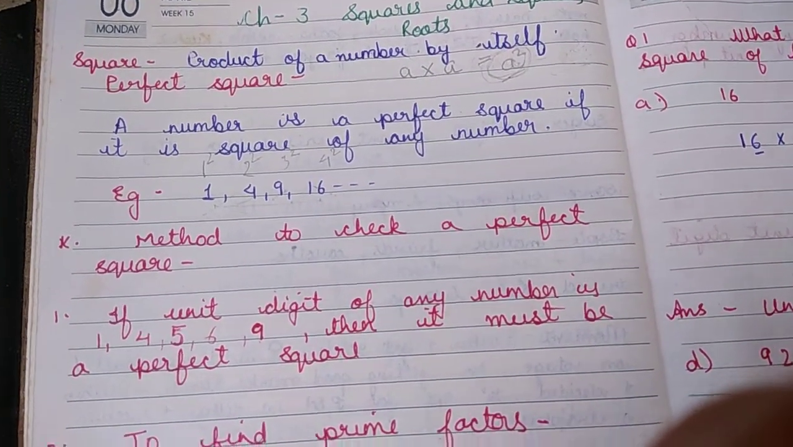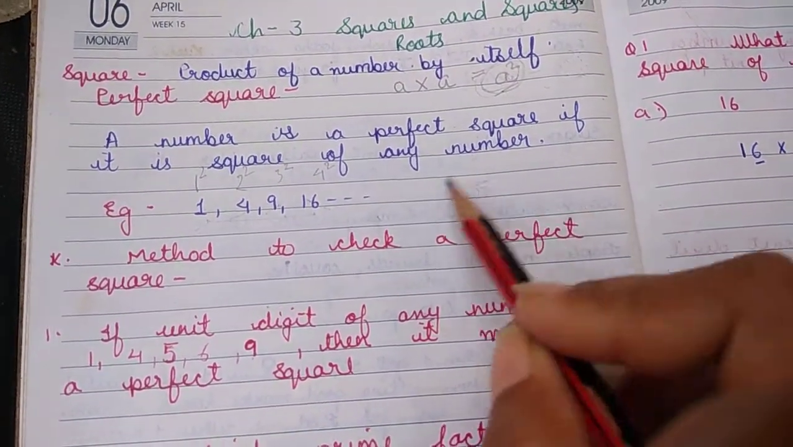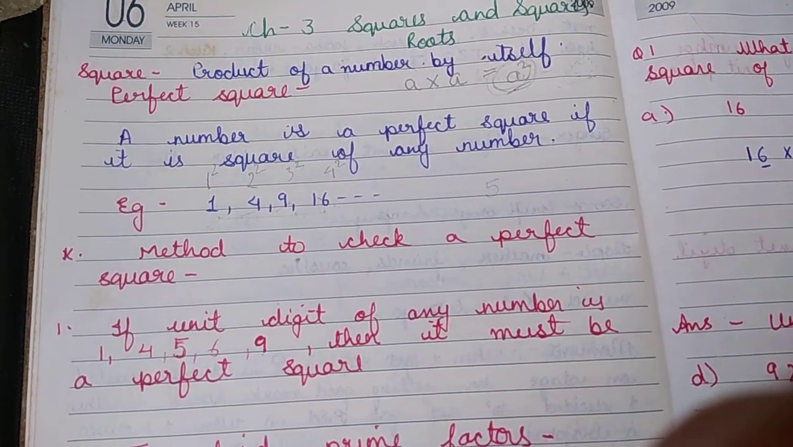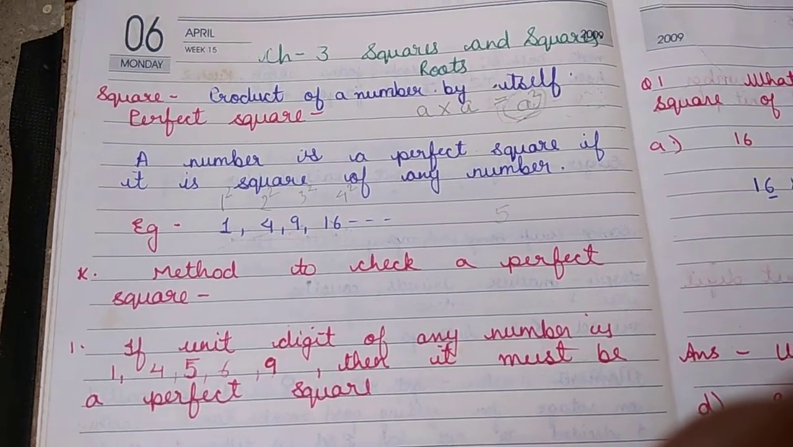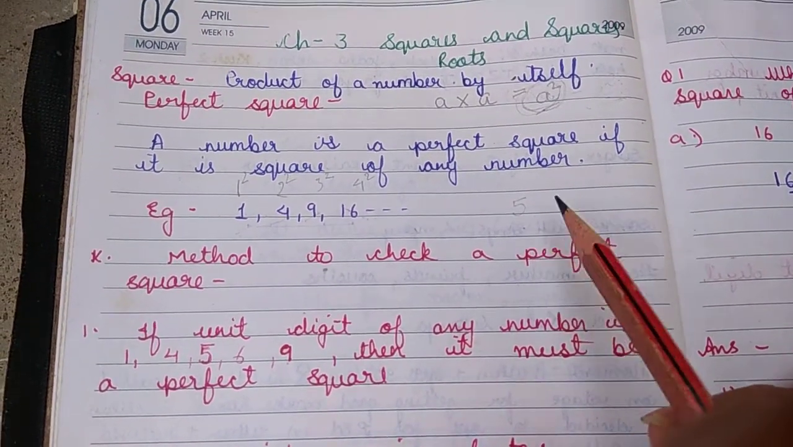Not all numbers are perfect squares. For example, if I write 5, this is not a perfect square number, because if we multiply any number by itself, we will not get 5.